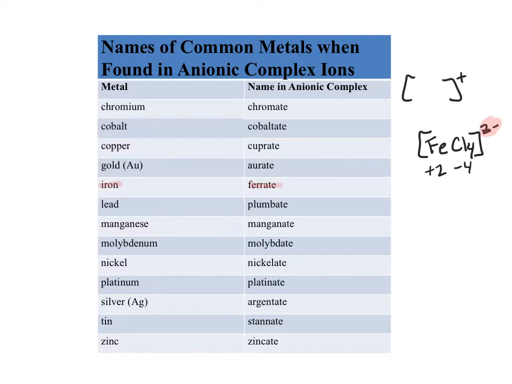So this would be called tetrachloro ferrate 2. And the reason we write ferrate ending in ate is because the complex has a 2 minus charge. Remember, your metal center always has a plus charge. So we'll go over these examples. So these names, again, you do need to memorize them if you don't have them already in your vocabulary.